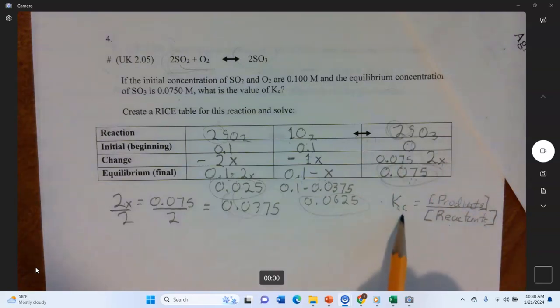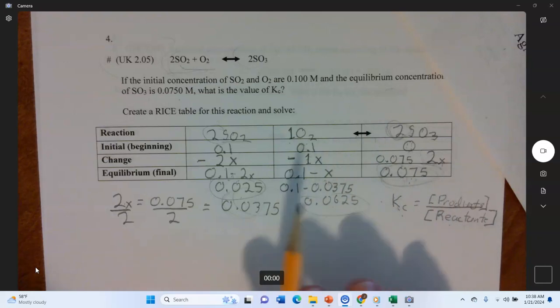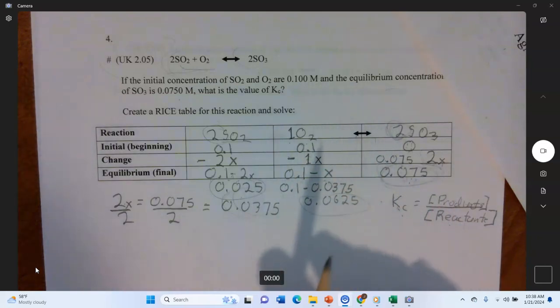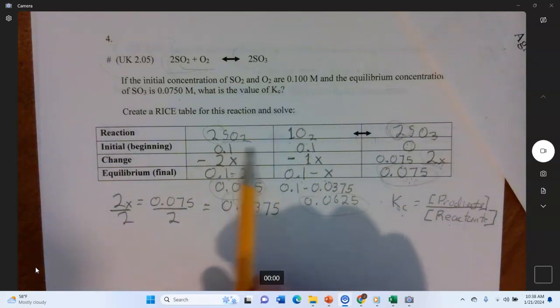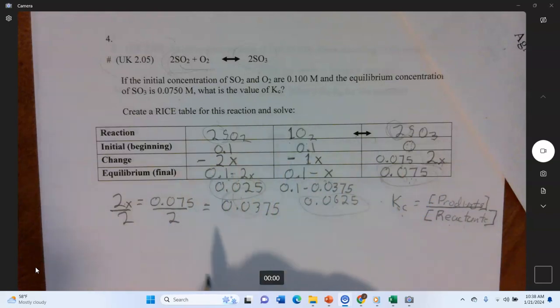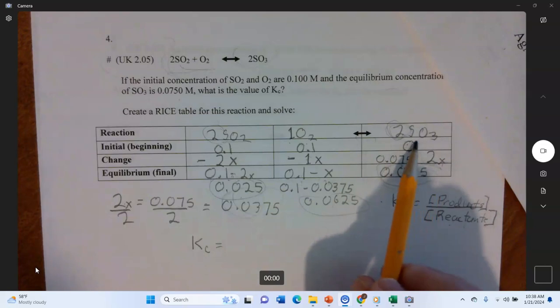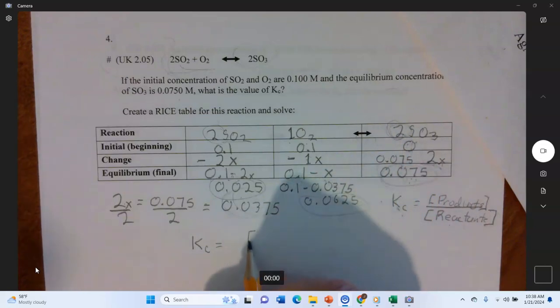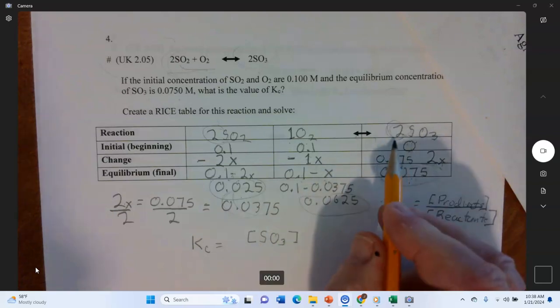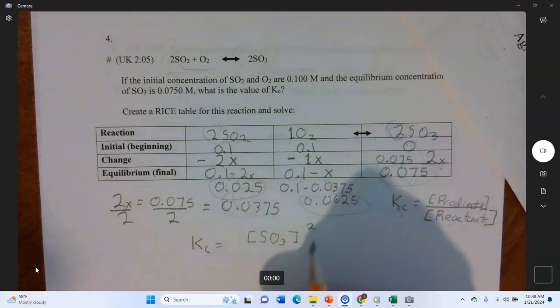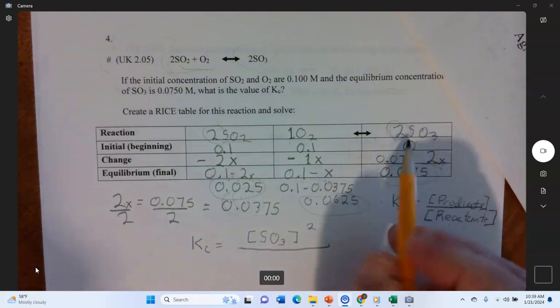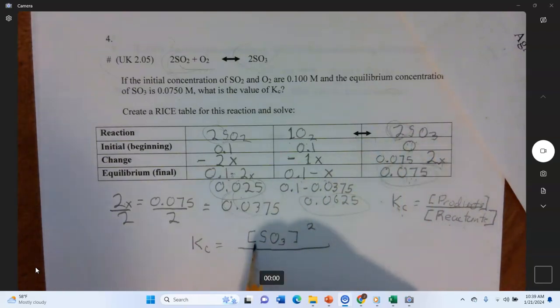So now to find Kc, we plug it in. The first thing I always want you to do, just don't just go to plugging in numbers. Write the equilibrium equation, also known as the law of mass action. So it's Kc equals this on top, the concentration of SO3, and then the coefficient becomes the exponent. Don't put the coefficient inside the brackets, don't make that mistake. It's just there, that's the only place.